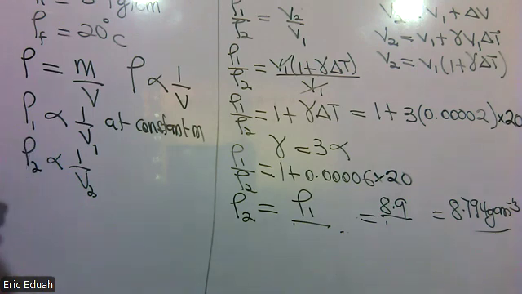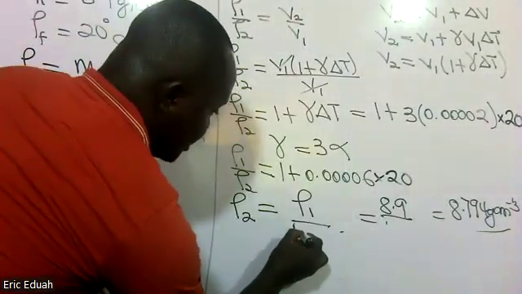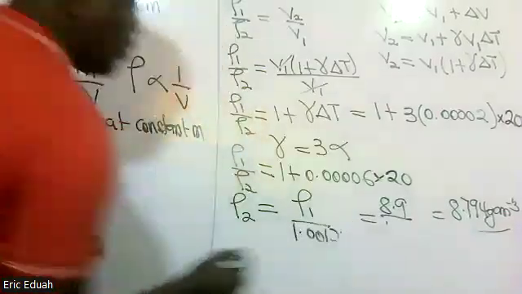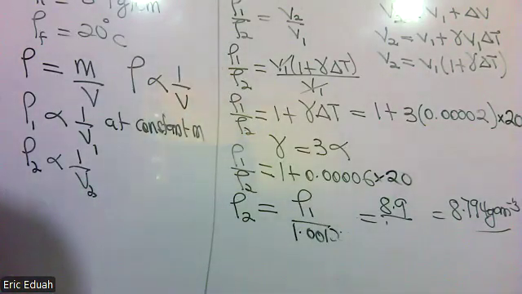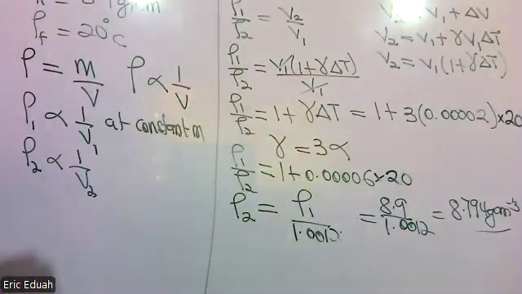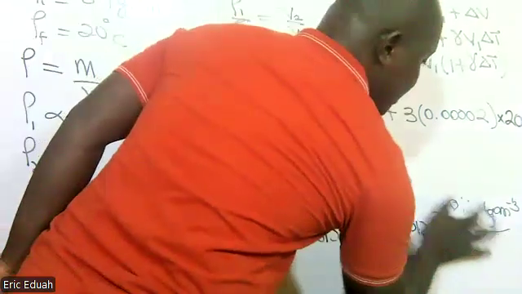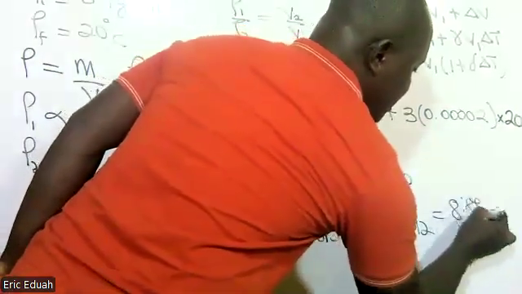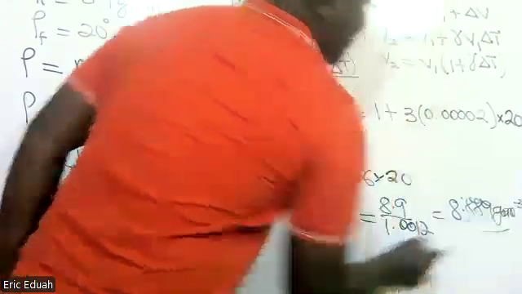Yes, Festus. I was just looking for the 0.0012. So that when you divide 8.9 by 1.0012, you have 8 point what? Approximately 8.889. 8.889 gram per cm3. Okay, so thanks for the correction.